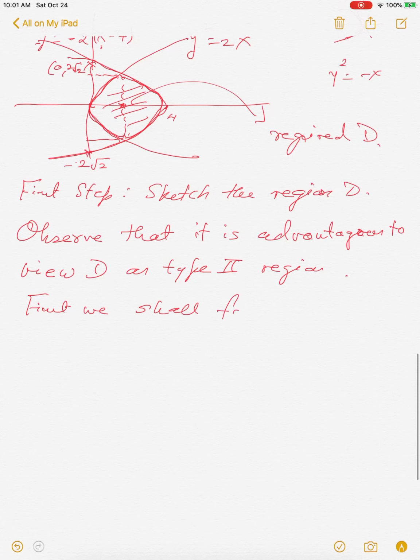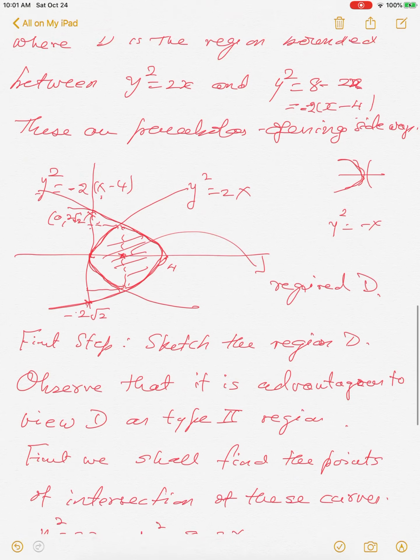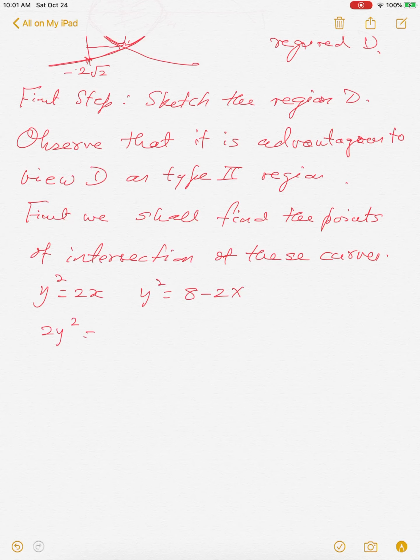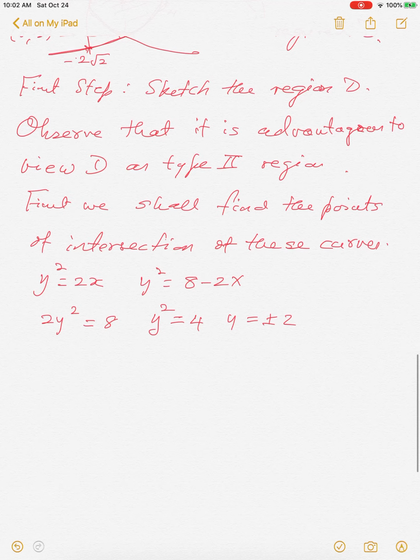So first we shall find, because that's what we'll need when you look at the limits of integration for y. So we shall find the points of intersection of these curves. So we have to solve the equation y square equal to 2x and y square equal to 8 minus 2x. So if I just add them, what do I get? Yeah, y square equal to 2x, y square is equal to 8 minus 2x. So if I add them, I get 2y square is equal to 8. So y is equal to, y square is 4, so y is plus minus 2. So this point is 0 minus 2 and this point is 0, 2.